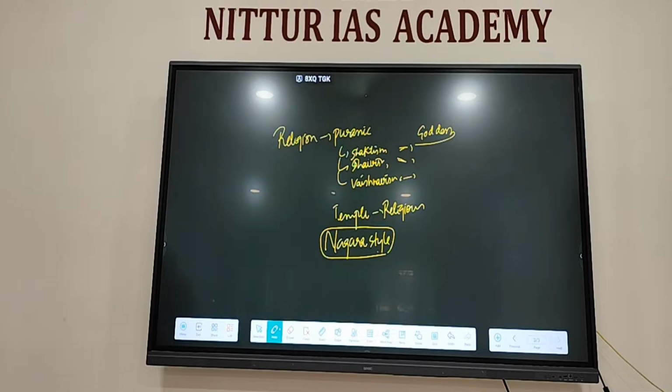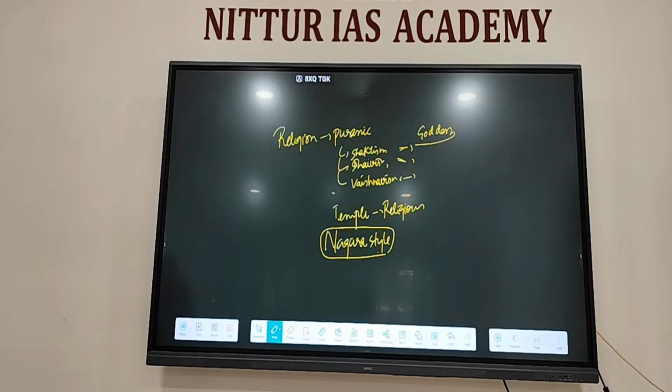Point number 2: there is a growth of idol worship in the Gupta's period.